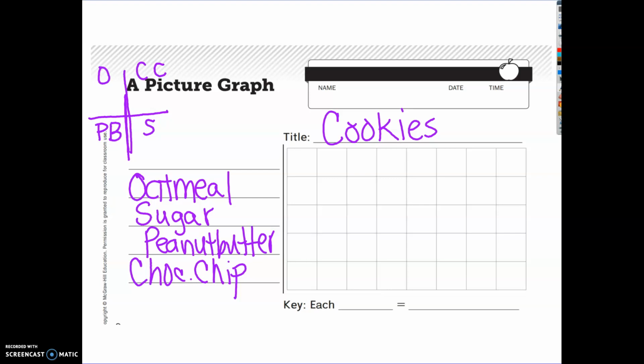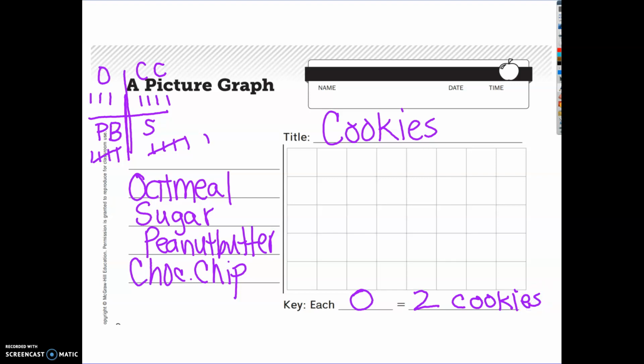And I surveyed my family. So let's say that I had this many people. 3 people liked oatmeal, 4 people liked chocolate chip, 5 people liked peanut butter, 6 people like sugar cookies. So I need to come up with a key. Well, cookies are circles, right? Or in the circular shape. So I'm going to say that each circle equals 2 cookies.